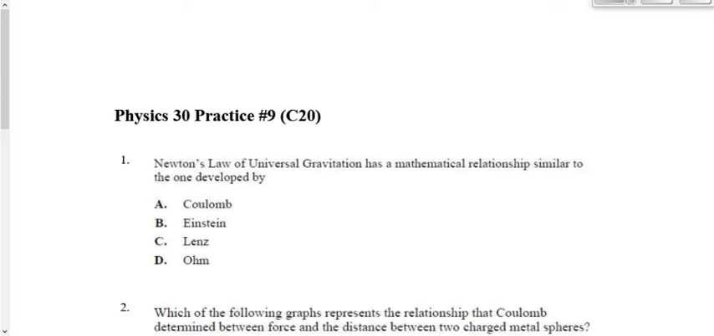Question number 1 says Newton's law of universal gravitation has a mathematical relationship similar to the one developed by, this is a pretty easy question, right? Who would it be? This is Coulomb. This is A, right? Now, what do we call that relationship? Yep. Good, it's an inverse square relationship because the force is inversely related to the square of the distance. Now that's what they have in common. The relationships are both inverse square relationships.